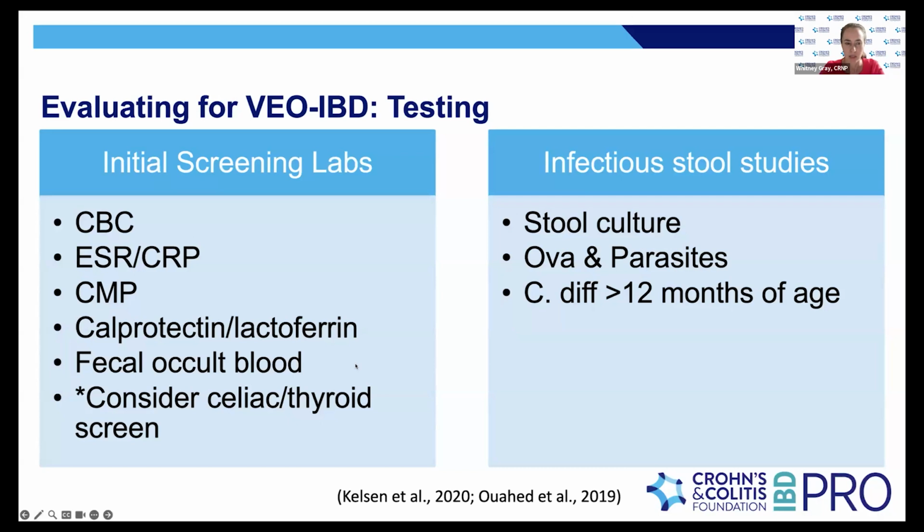Calprotectin and lactoferrin can be helpful, as well as fecal occult blood. And then depending on the clinical presentation, you might consider doing a celiac and thyroid screen. And then doing your infectious stool studies as always.